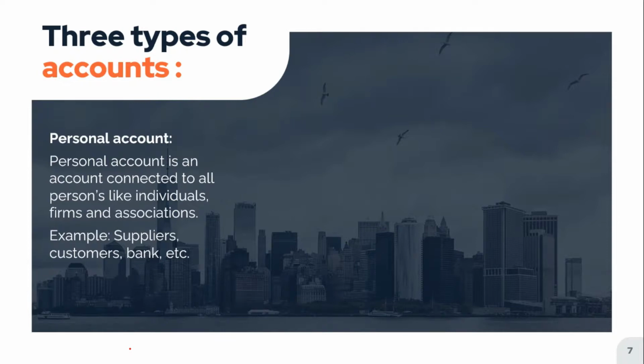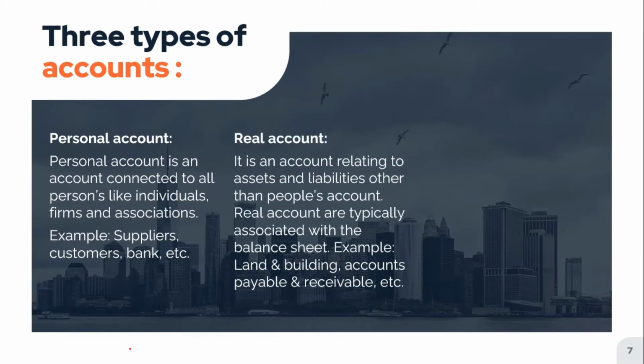So any account which is linked to a particular individual or an entity is a personal account. For example, your vendors, your customers, your bank, or any individual entity, it is a personal account. Next is real account. This account is also mainly associated with the balance sheet. It is an account relating to assets and liabilities other than people's account. Example, land and building, accounts payable and receivable, etc. So any transaction which is associated with the accounts of the balance sheet, that is the assets and liabilities, those accounts are examples of real accounts.